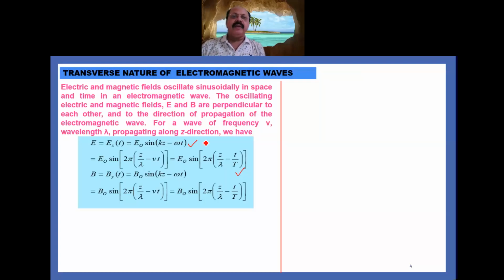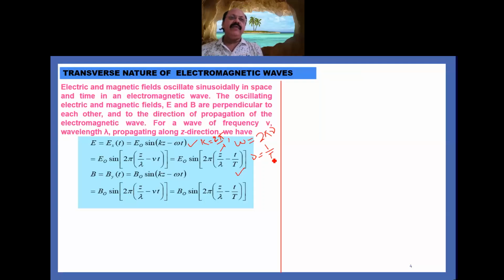Here you have taken the wave number k, and k's value is 2 pi upon lambda. And omega equals 2 pi nu. And here nu equals 1 upon the time period, that is capital T. So just remember that.